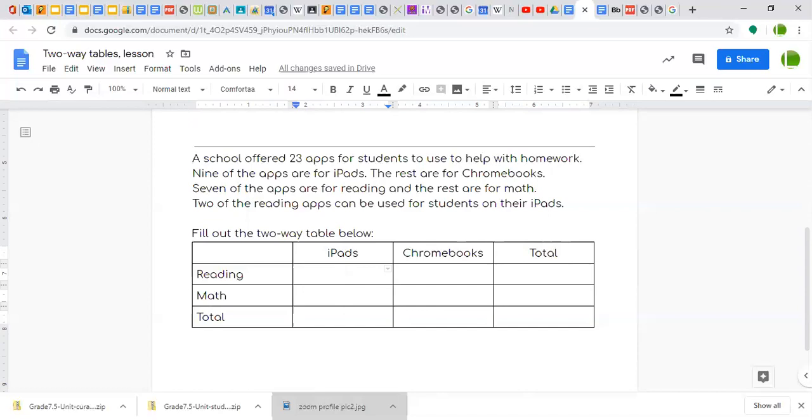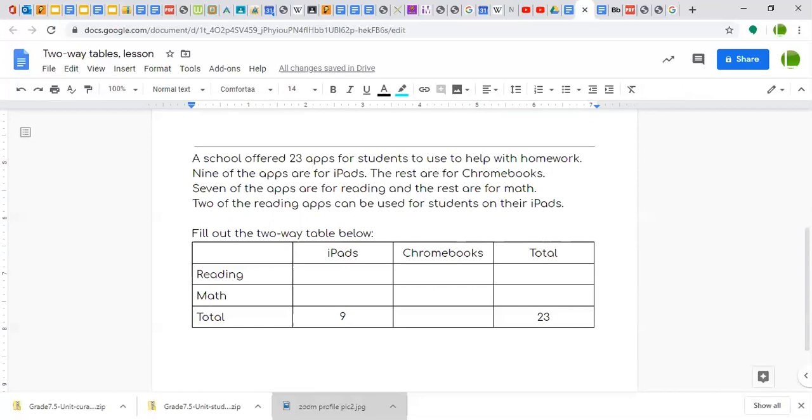So I have here, it says a school offered 23 apps for students to use to help with homework. So again, I've got this total number going on. I know that it's 23 apps total. So I'm going to go down here and put in my number 23. Then it says 9 of the apps are for iPads and the rest are for Chromebooks. So I don't know much at all other than I've got 9 iPad apps. The rest are Chromebooks doesn't tell me what the number is. I can figure that out in just a second though.